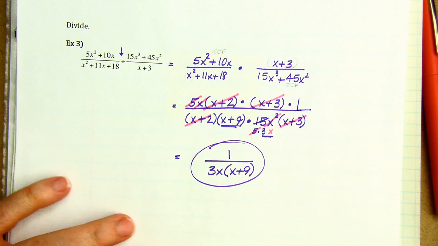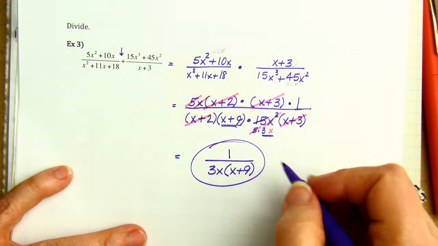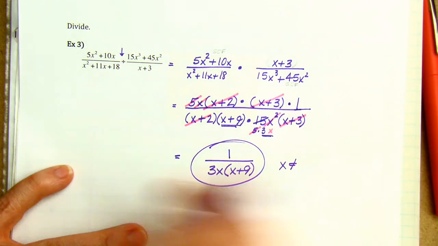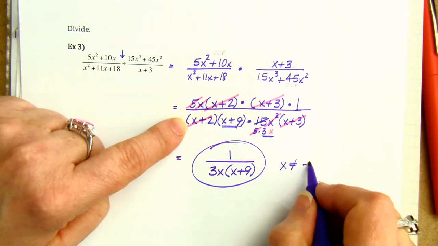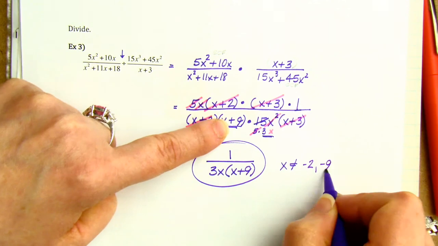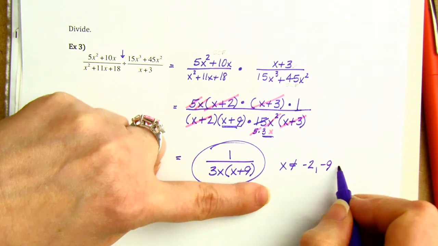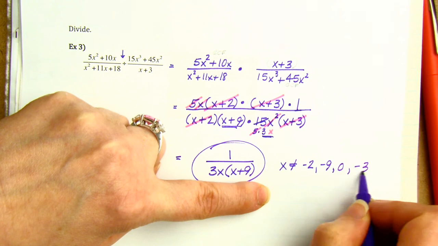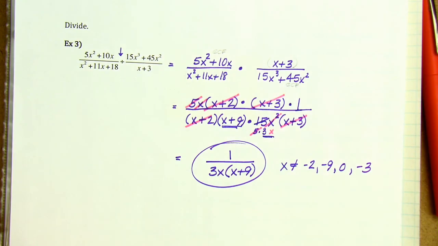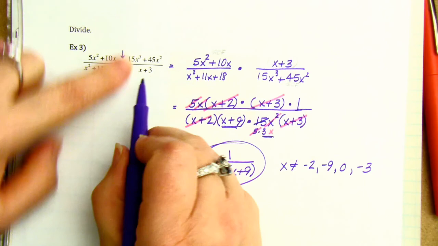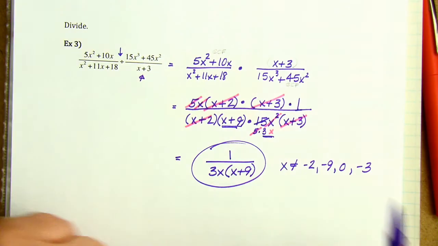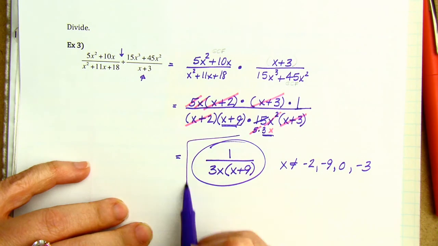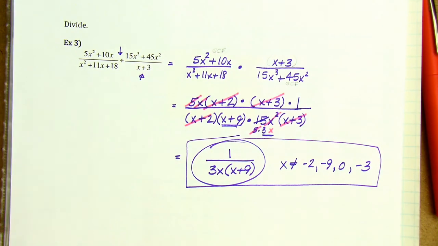If I'm looking for denominator restrictions, x is not allowed to equal, well, let's look up here in the factored version. X can't be negative 2, can't be negative 9, it can't be 0, it can't be negative 3. And now remember, this plus 3 was an original denominator. And there it can't be negative 3. I already have it in there. So this is my simplified version of the answer along with the denominator restrictions.